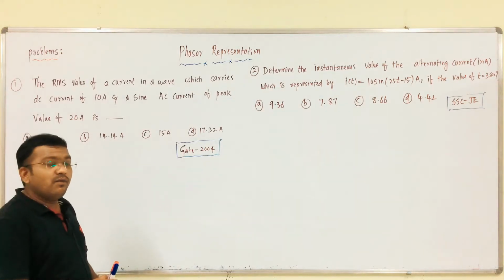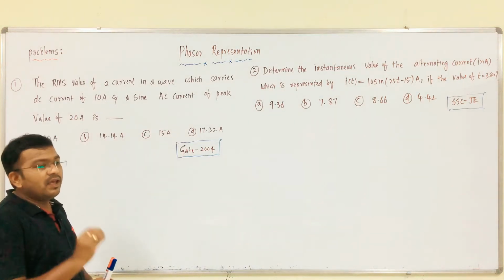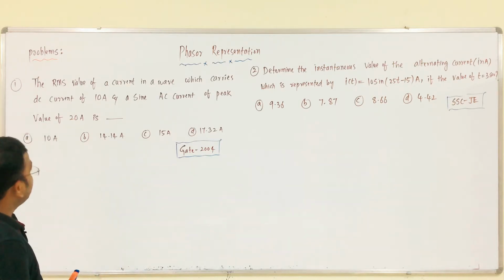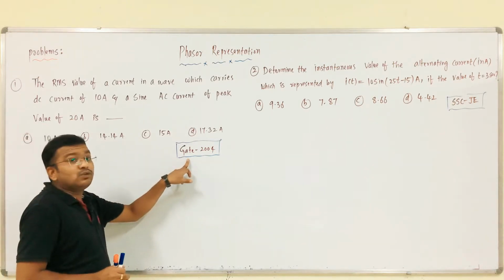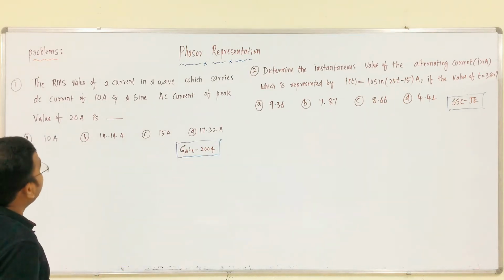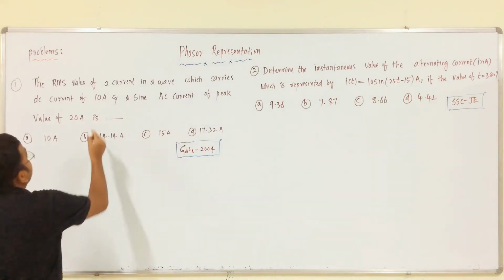Hello everyone, now we have to discuss the problems based on phasor representations. This is the first problem, which was asked in GATE 2004. The RMS value of a current in a wave which carries a DC current of 10 amps.